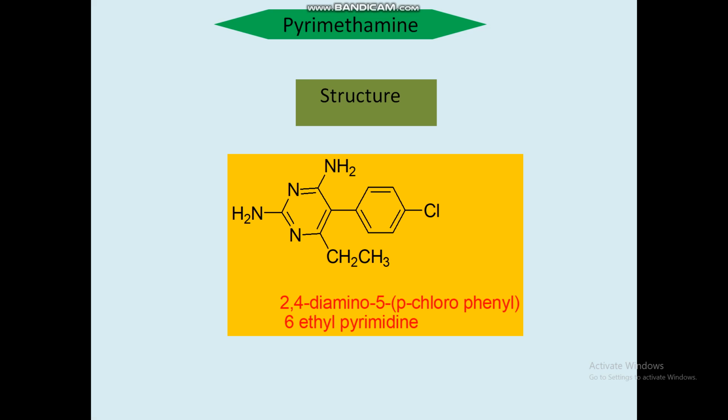So, pyrimethamine structure. It is an aminopyrimidine, that is pyrimidine 2,4-diamine, which is substituted at position 5 by a para-chlorophenyl group and at position 6 by an ethyl group. So it is a folic acid antagonist used as an anti-malarial, and with a sulfonamide to treat toxoplasmosis.